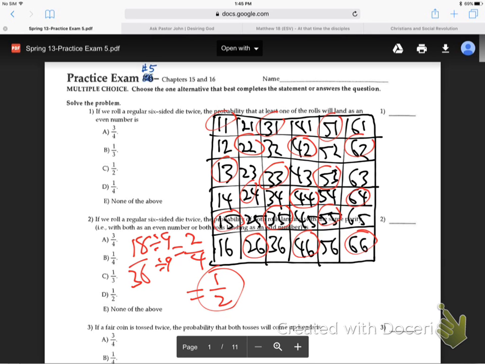Question 3. If a fair coin is tossed twice, now we're talking about a coin, not a die, the probability that both tosses will come up heads. So when you flip a coin twice, remember, it's like what we did on the quiz this morning. Head, head, head, tail, tail, head, tail, tail. The 4 things that can happen when you flip a coin twice. How many of those will come up both heads? Well, 1/4.